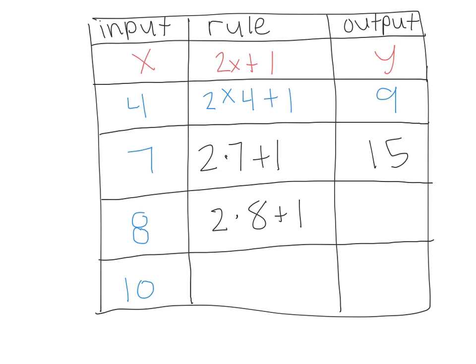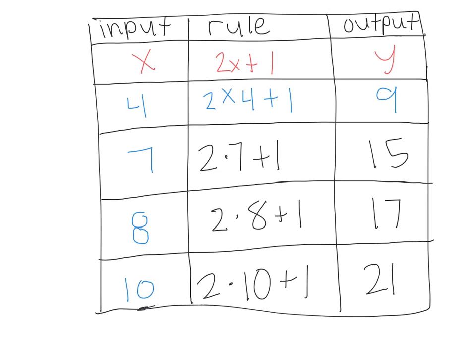And again, I just keep referring back to this rule up here. 2 times x, and x is our numbers in this column. 2 times 8 is 16, plus 1 is 17. And the last one, 2 times x, which is 10, plus 1. So 2 times 10 is 20, plus 1 is 21. And that's as simple as an input-output table is.